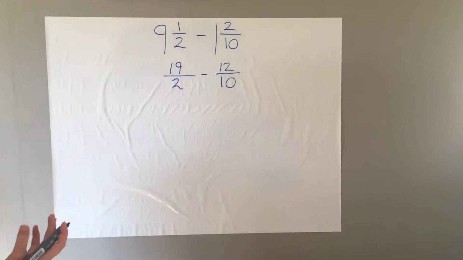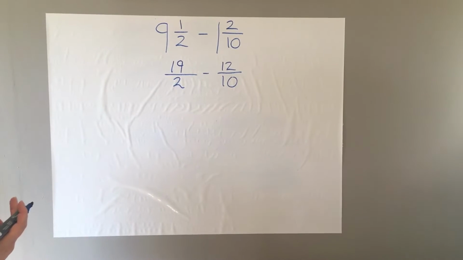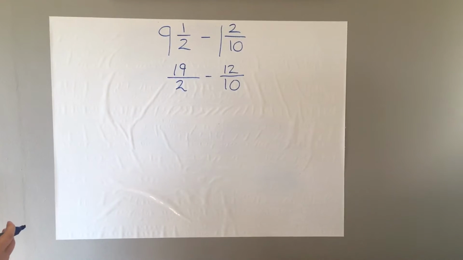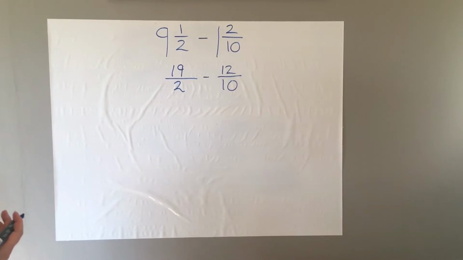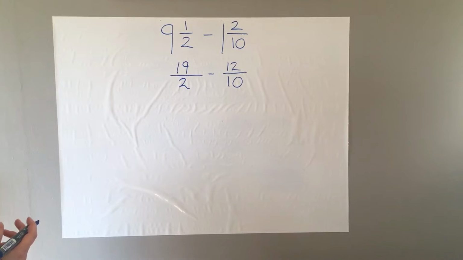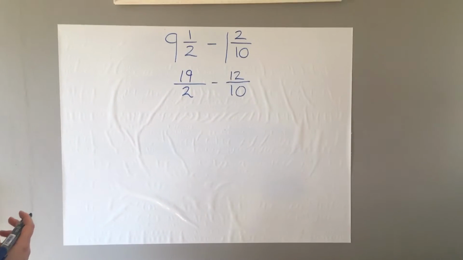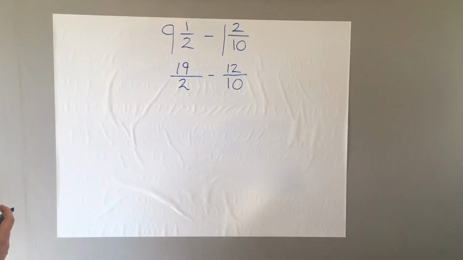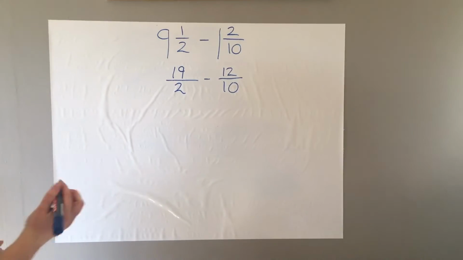But now you can see I've got a problem, haven't I? I cannot subtract fractions that have a different denominator because they're made up of different equal parts. So I have to change one of them, or both of them, in order to find a common denominator. Looking at that, I can already see that if I multiply 2 by 5, then I can get 10 and then I can have the same common denominator. So that's what I'm going to do.